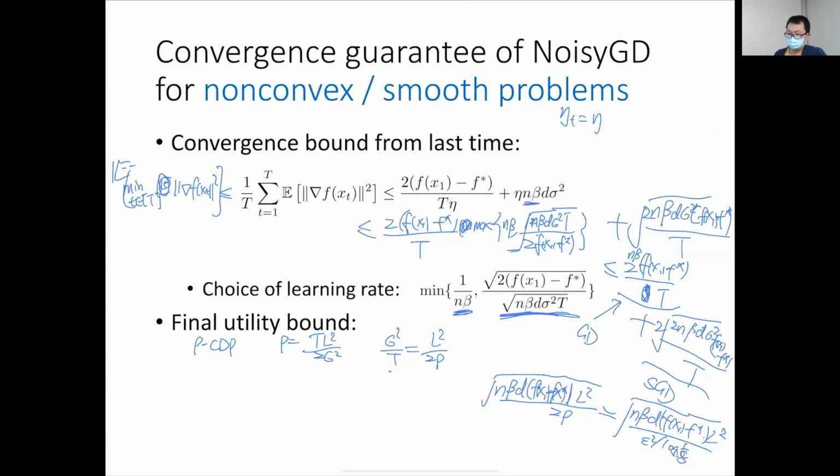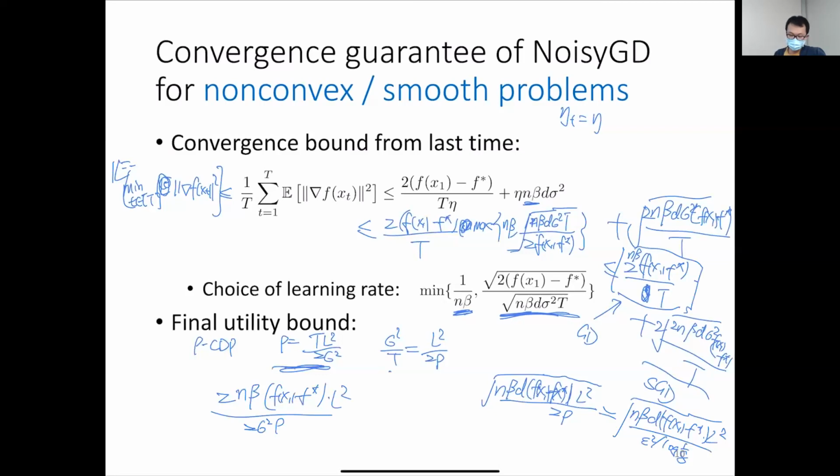So how about the first term? This term is really kind of interesting, because if we substitute this choice of t in here, we get n beta times 2(f(x1) minus f star) over our choice of t, which is 2 sigma square rho over L square. So L square becomes a numerator.